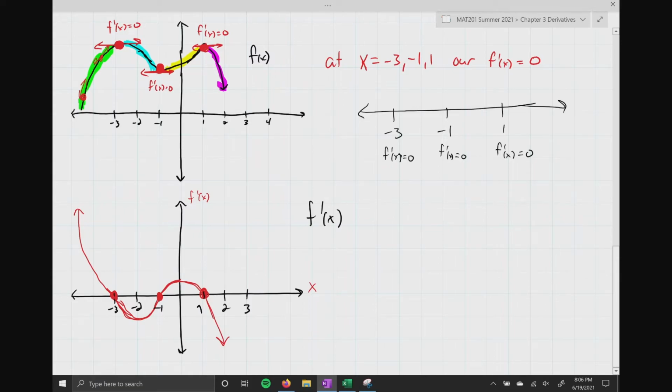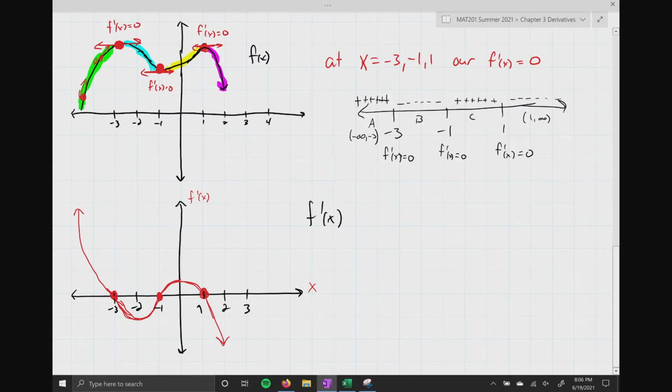That's 0. And then in this interval, we'll call it interval A, which is negative infinity to negative 3, all of your slopes are positive. So you just put a bunch of plus signs. Then in between negative 3 and negative 1, all of your slopes are negative, so just put a bunch of minus signs. Between negative 1 and 1, called interval C, everything's positive. And then from 1 to positive infinity, all your slopes of the tangent line are going to be negative, so you just put a bunch of minus signs.